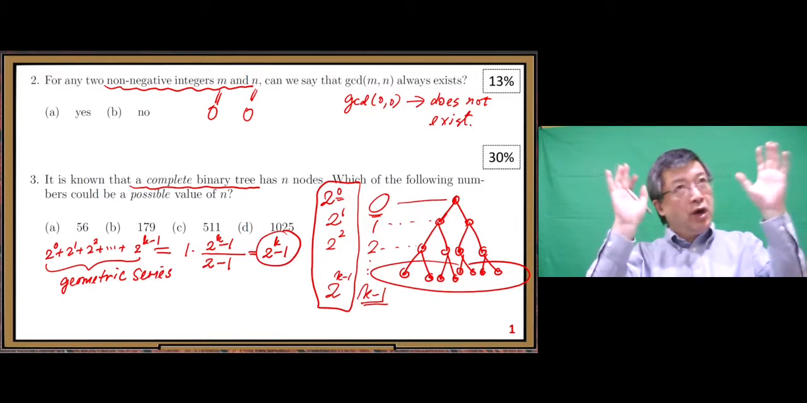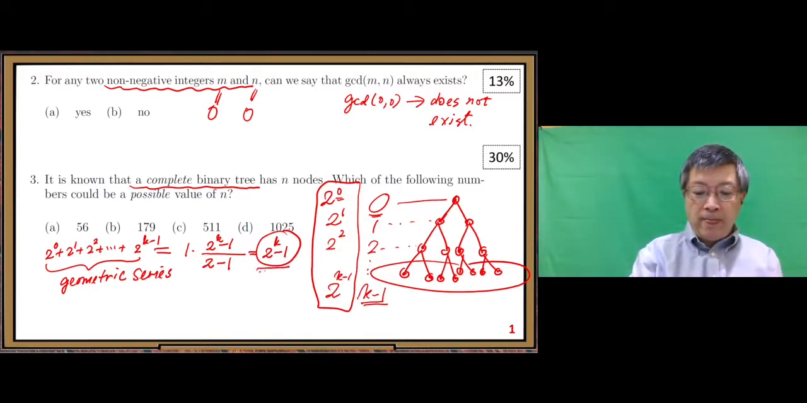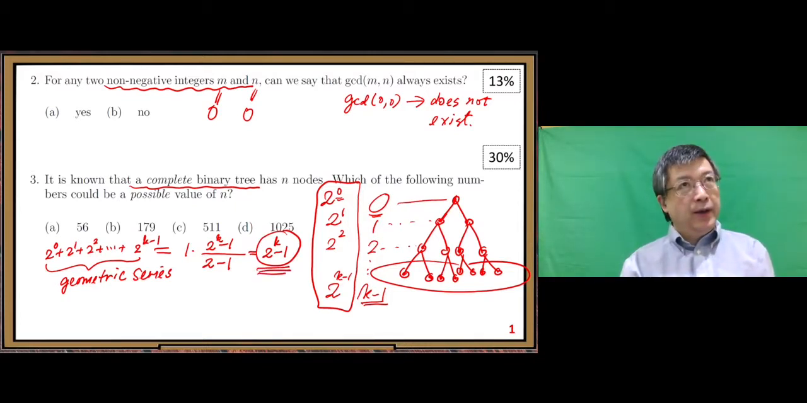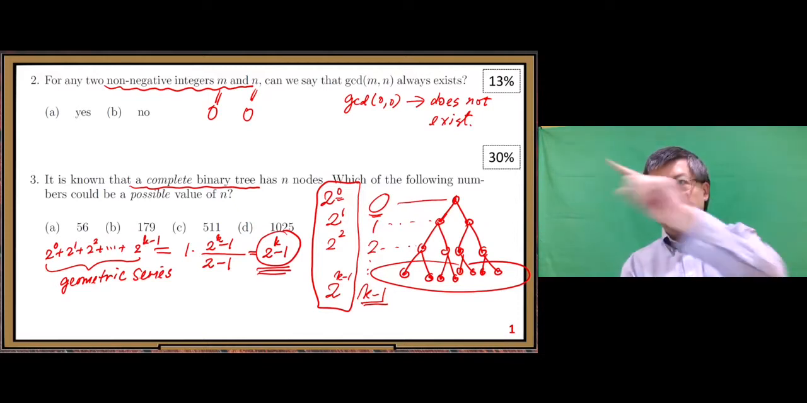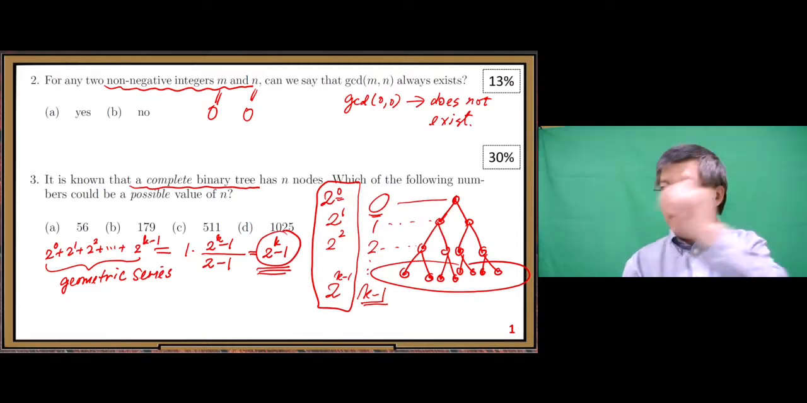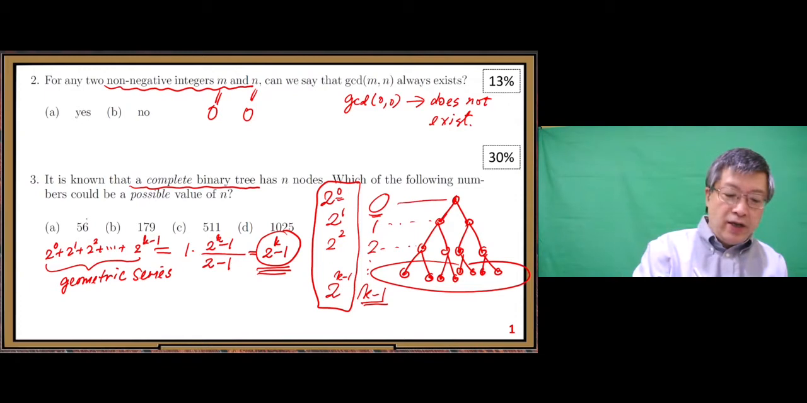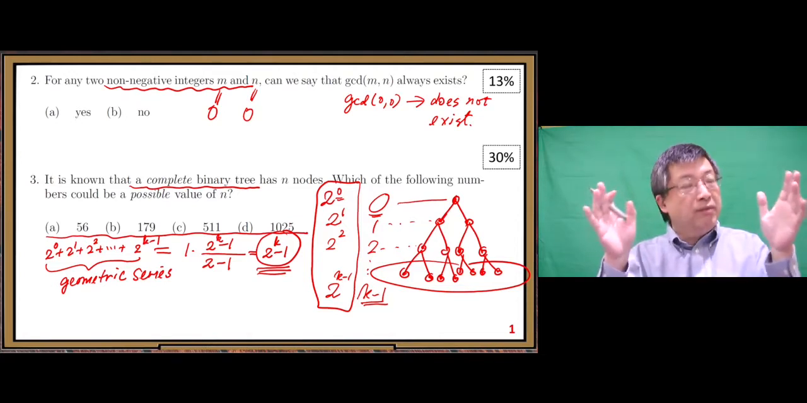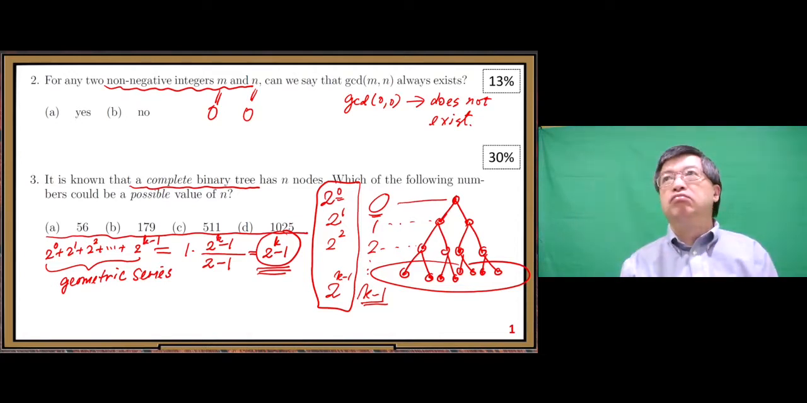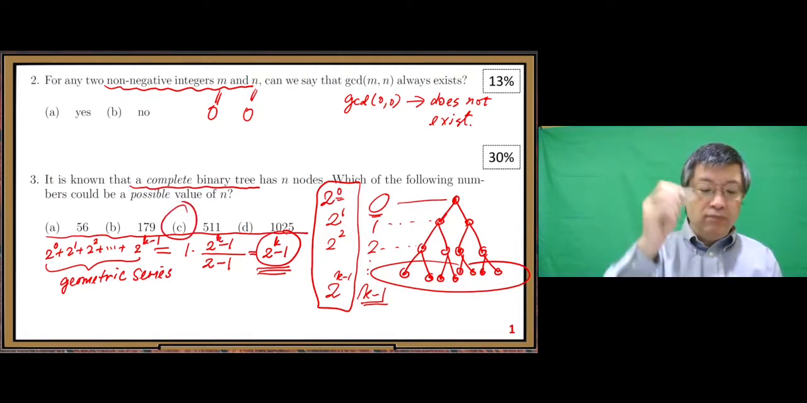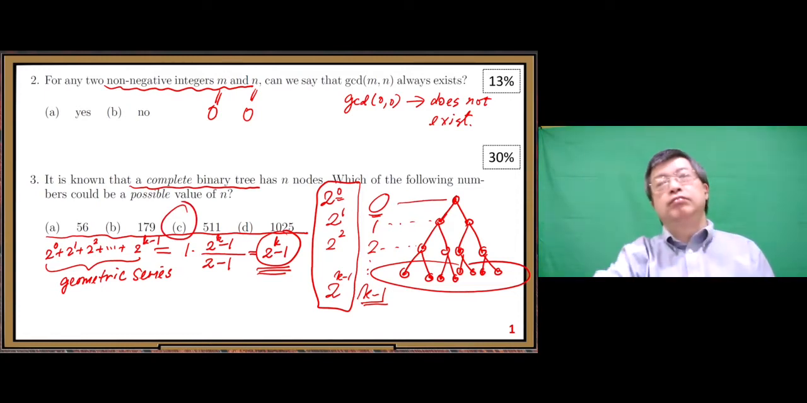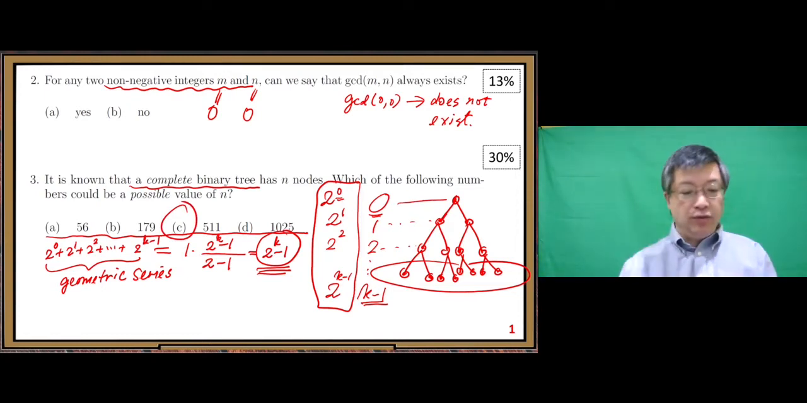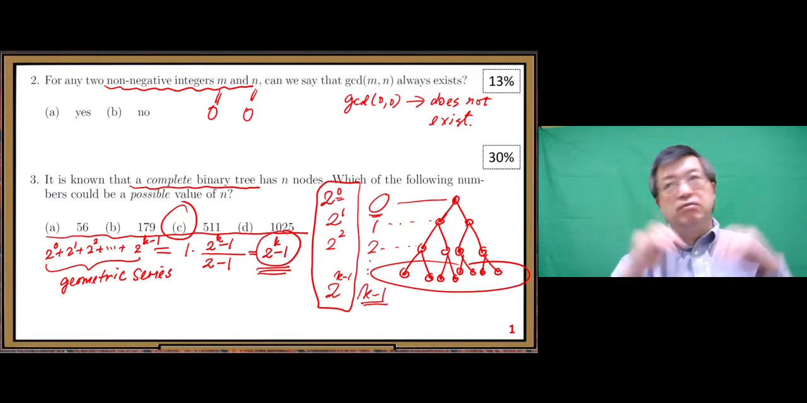So the total number has this format: power of 2 minus 1. Check all these 4 numbers. Which one has this form, power of 2 minus 1? You will see option C, not option D. So many students give me option D.